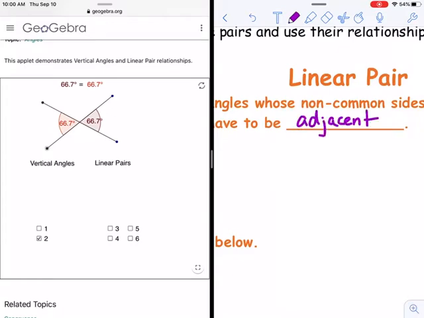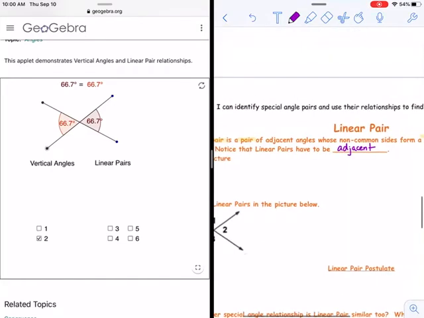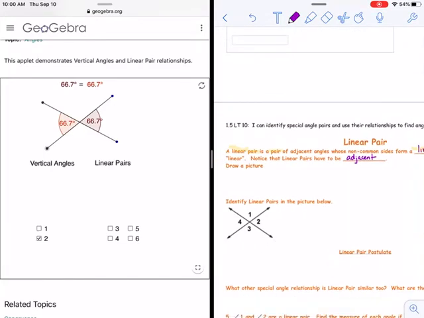So to ruin the punchline, they're just a special case of supplementary angles. All right, I ruined the punchline. Here's just a picture. That's it. That's a linear pair. It's a pair of angles. We have this angle on the left, and this angle on the right. So there's two of them. A pair is exactly two. And they form a line.